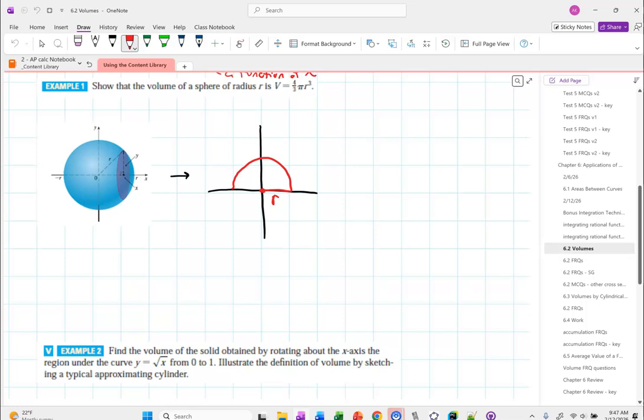Okay, so we're going to imagine we're slicing perpendicular to the x-axis. Everybody agree with that? Which means that when we write our integral, I'm going to need to write this as a function of x. Everybody's okay with that?